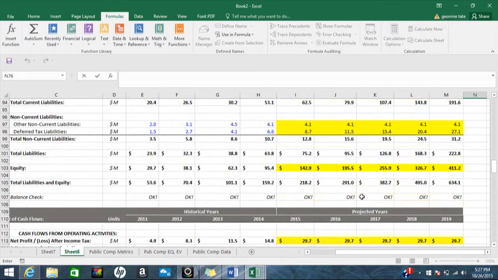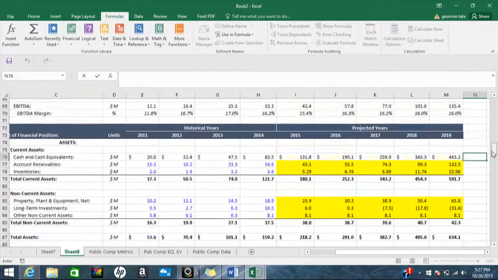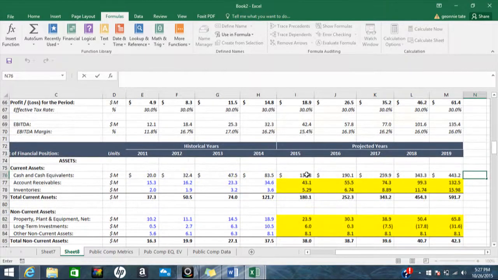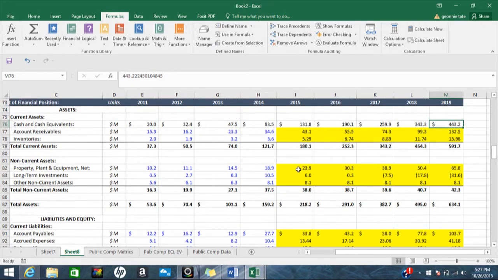And there we go. We're balancing out the whole time. The two mistakes that I had were the cash didn't copy over correctly, so I had to go back and fix it. And my PP&E included stock-based compensation. So there we have it.